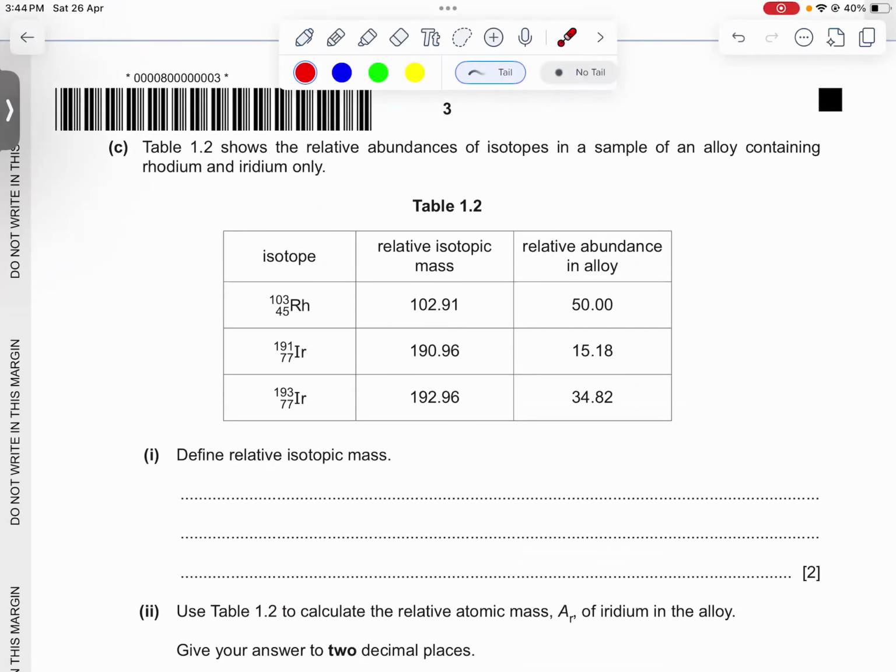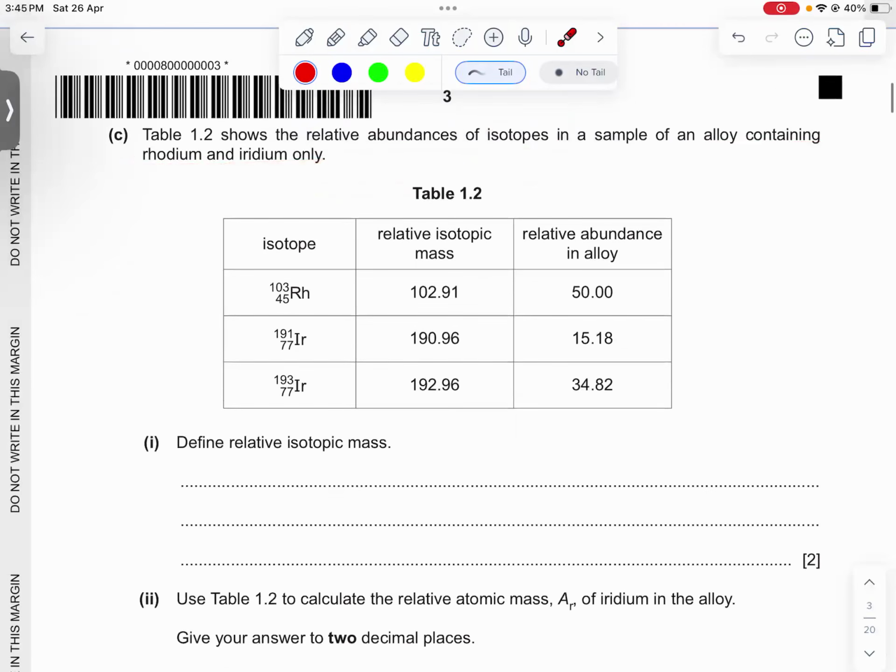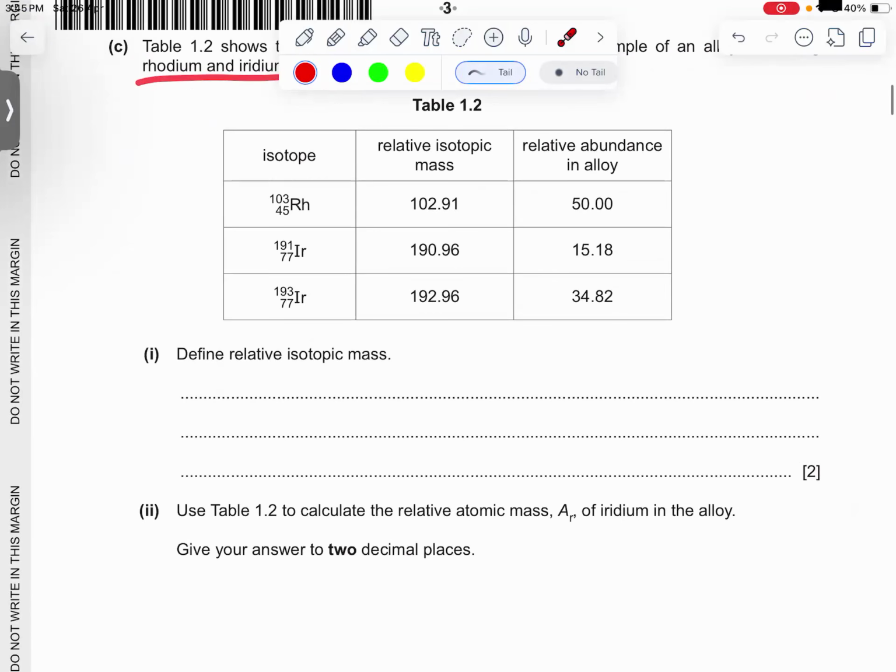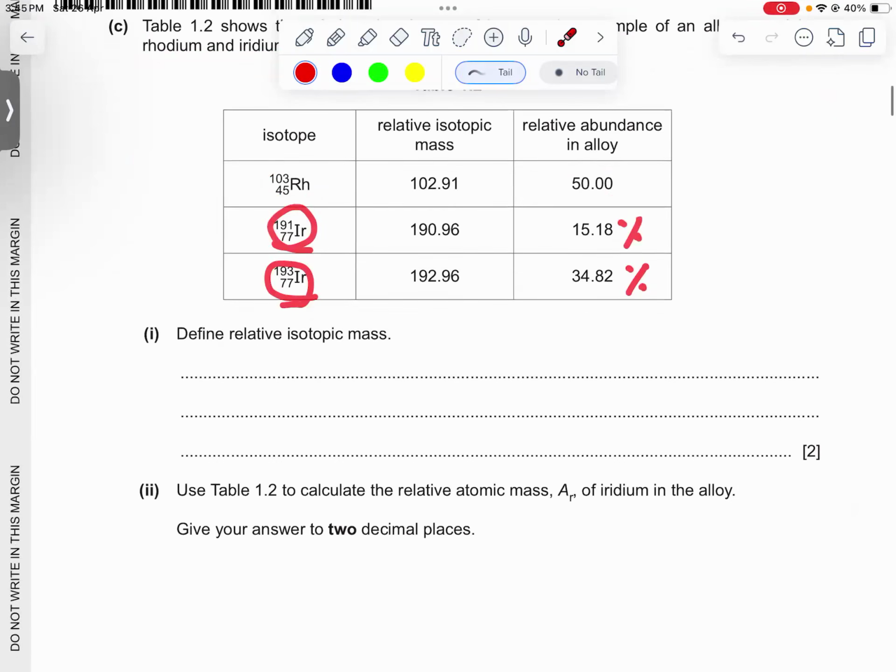Next question. Table 1.2 shows the relative abundances of isotopes in a sample of an alloy containing rhodium and iridium only. All right. So we want to tell how much sample of alloy there is in rhodium and iridium. All right. Relative abundance of 103.45 rhodium is 50. All right, that means 50%, by the way. All right, 191 is 15.18 and 193 IR is 34.82.